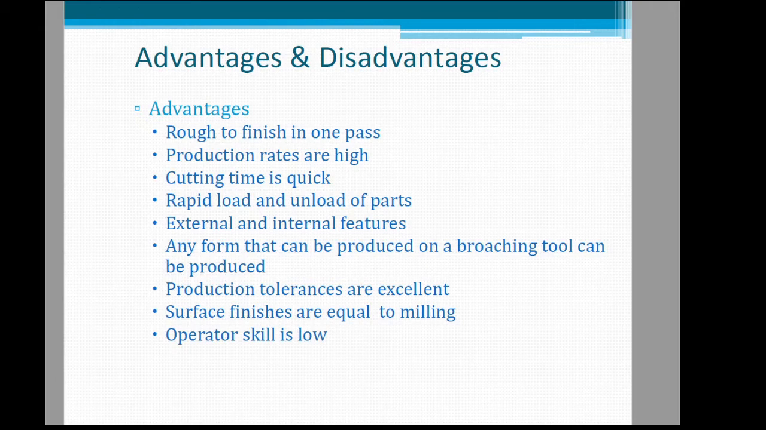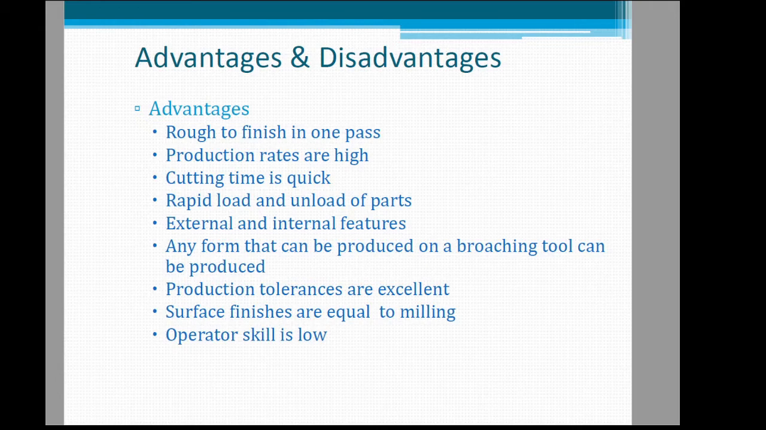In a broaching operation, the rough machining and finish machining can be completed in a single pass. The teeth which are located at the front produce rough machining, and finish machining is obtained by the teeth which are secured at the back side of the broaching tool. The production rate is high, the cutting time is very low, and rapid loading and unloading of the workpiece is possible. Broaching tools can be used for machining internal and external surfaces.